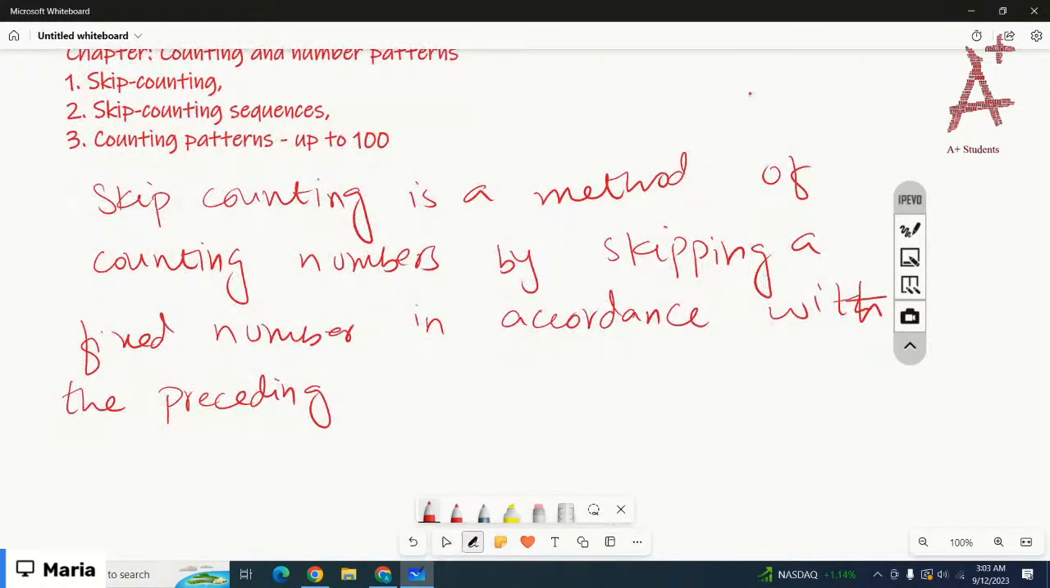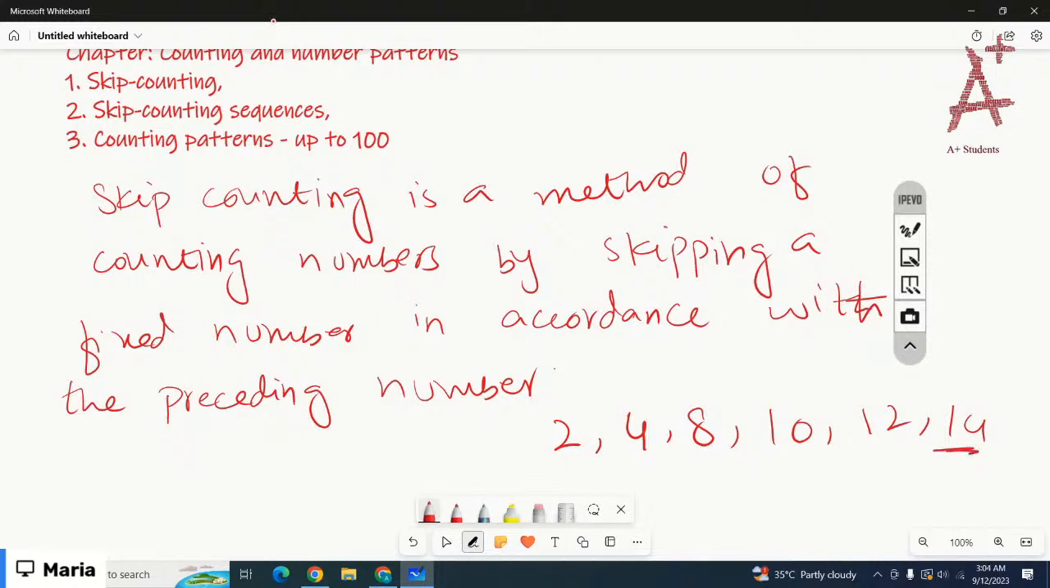You can note down the definition. That is a very important definition. You have to understand from the definition, right? So let's just do a simple example, right? For example, you have numbers 2, 4, 6, 8, 10, 12, 14. That is skip counting, right? Every time I skip 2, for the next number I skip 2, right?